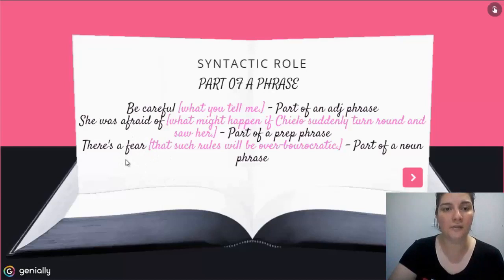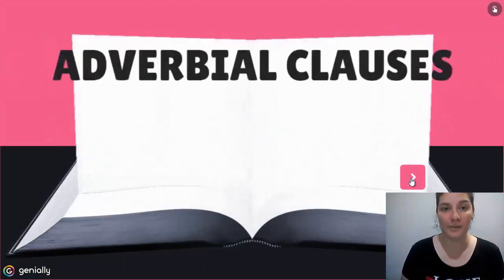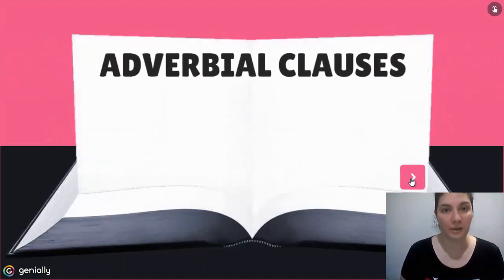In this clause, fear is our head noun, and the information covered within the complement clause gives us an idea of the content of this noun. In other words, the complement clause is the fear itself. Apart from complement clauses, we can also find adverbial clauses.